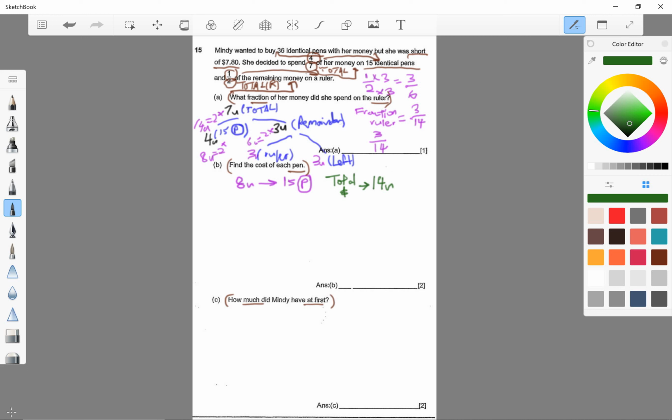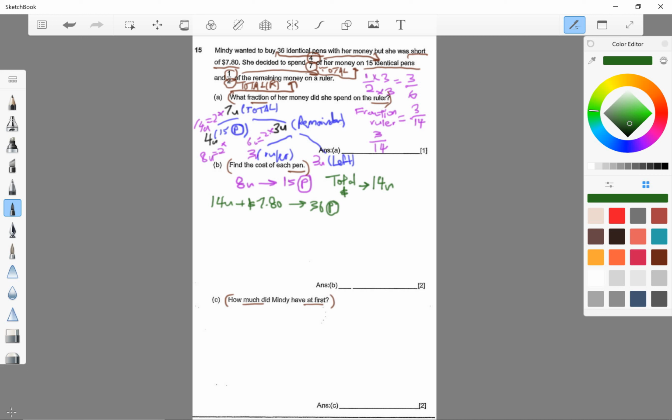So total money is given to us 14U, and we know that if we were to add 780 to the 14U, it will be 36 pens. So 14 units plus 780 will give us 36 pens.